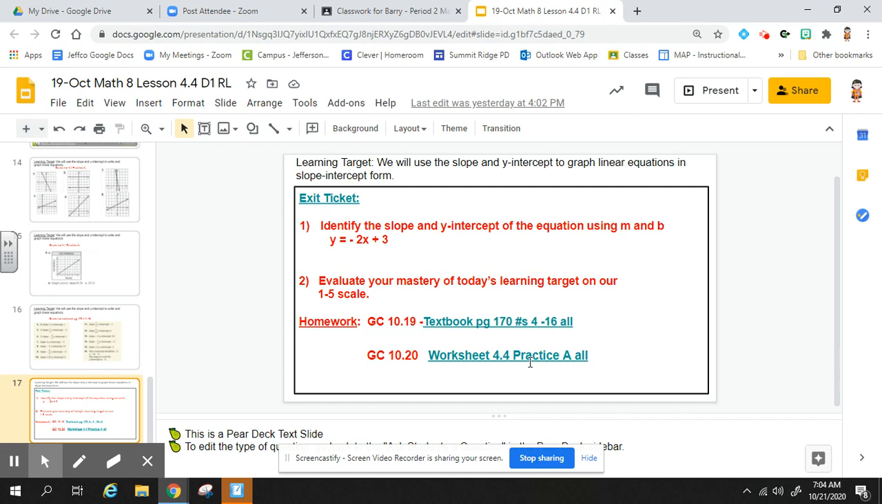All right. Again, remember your learning target. You're going to use a slope and y-intercept to graph linear equations in slope-intercept form.